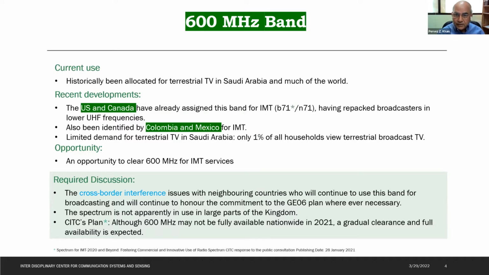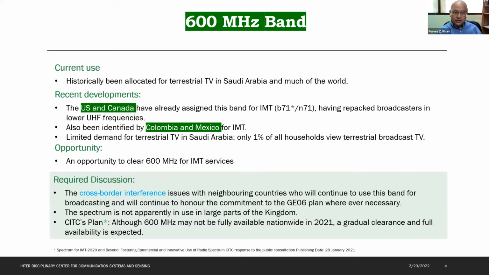So what is the 600 megahertz band, and what is its current use in the Kingdom? Historically, it has been used for terrestrial TV broadcasting in most of the world, and in Saudi Arabia as well. The recent development is that the US and Canada have already assigned this band as the B71 band for the IMT system, which was earlier used for TV broadcasting. Colombia and Mexico are also using the IMT band, and they have deployed it.